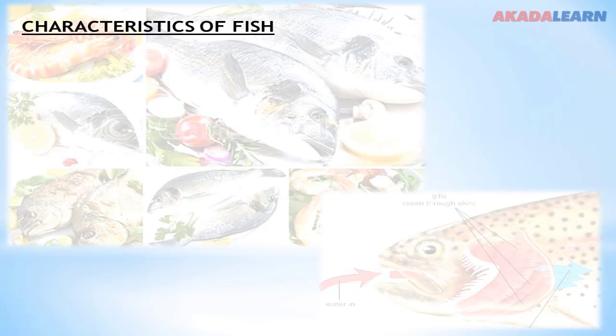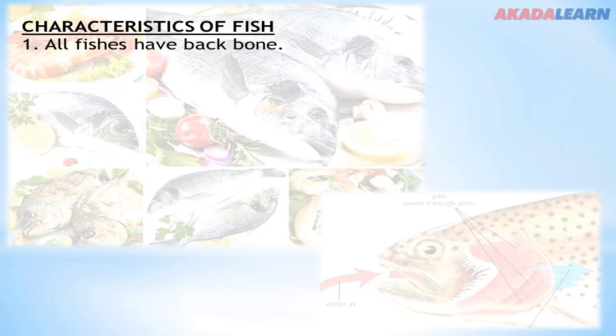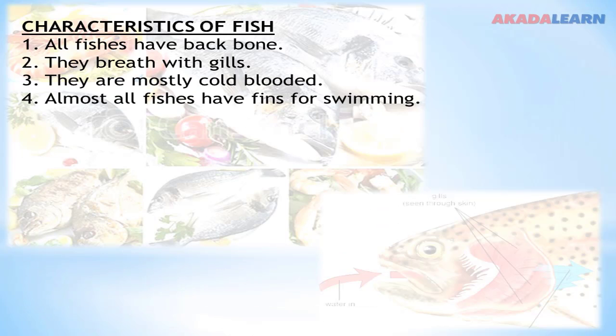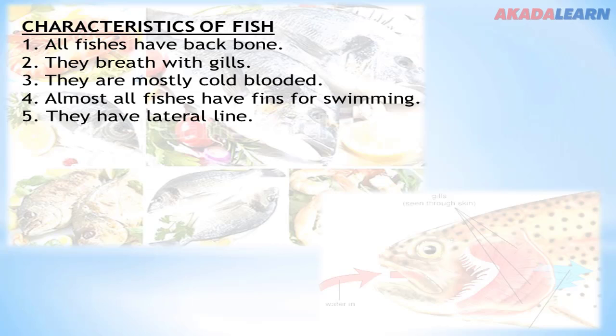Characteristics of fish. All fishes have backbones. They breathe with gills. They are mostly cold-blooded. Almost all fishes have fins for swimming. They have a lateral line.